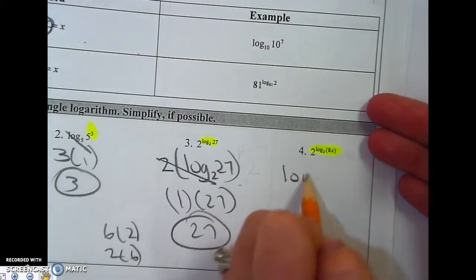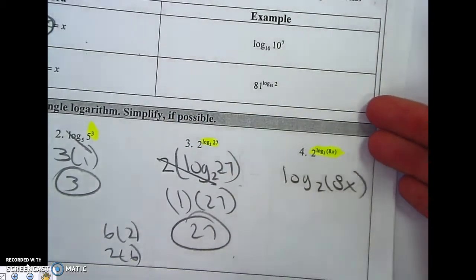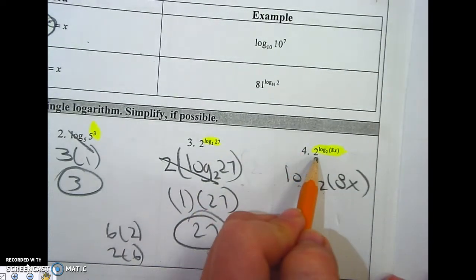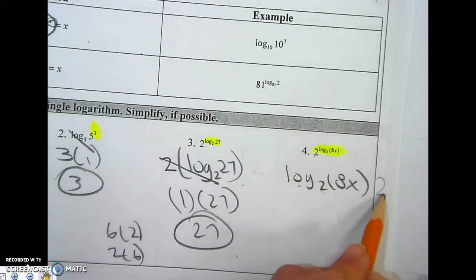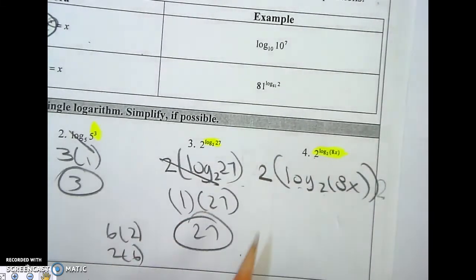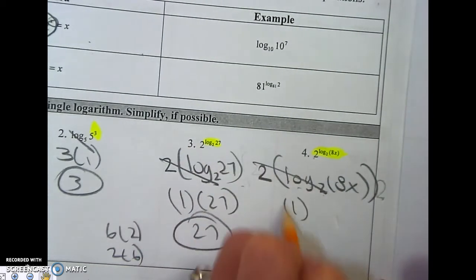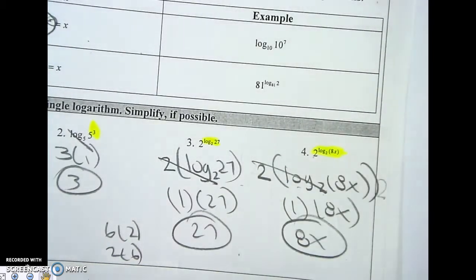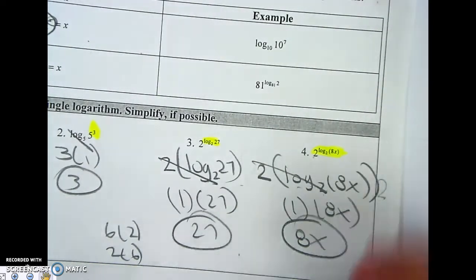Little, big. Keep the 8x in parentheses, otherwise it looks like log 2 times x. Now if I keep the 2 and put it on the back, it's not connected to the log 2. But if I put all of that in the front, now 2 log 2 is 1 times 8x is 8x. Okay, let's go to the next page.